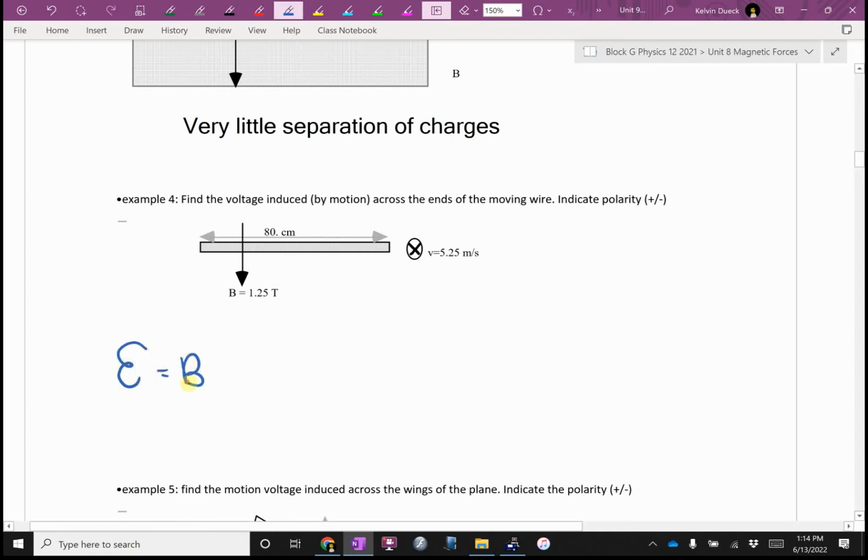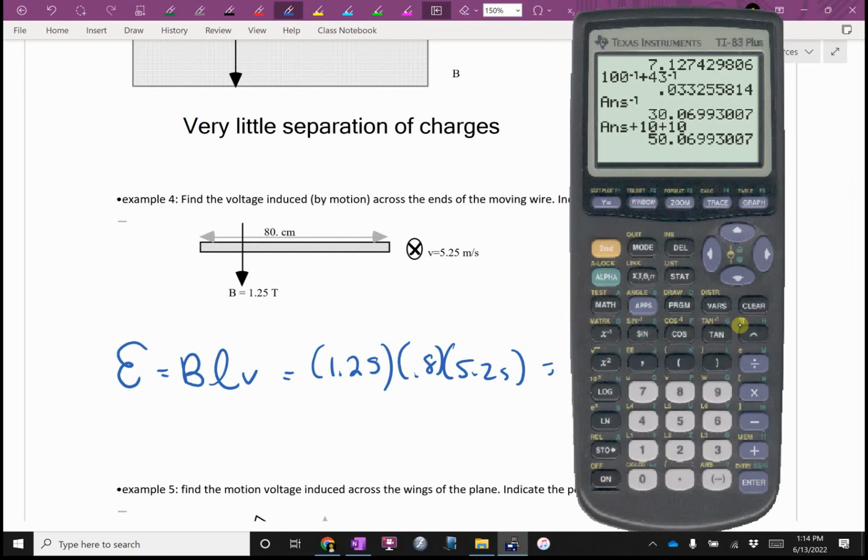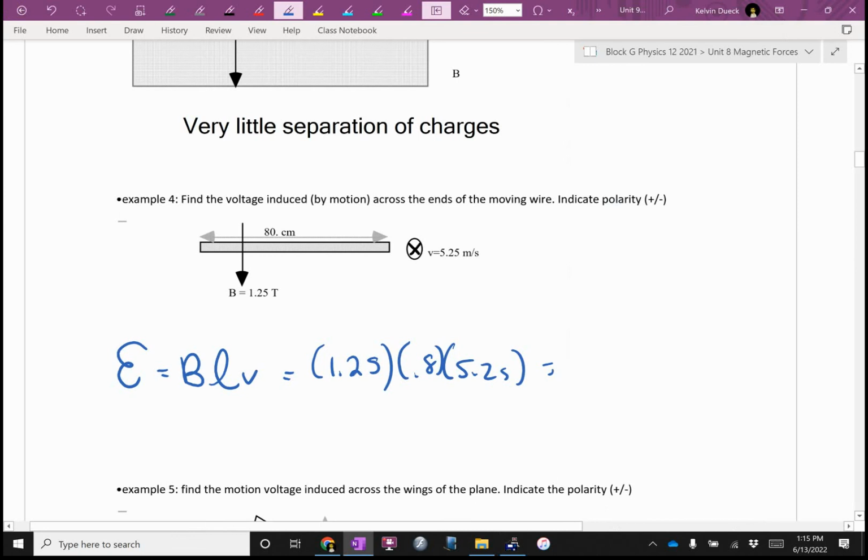This here, by the way, BLV, not going to be on your test on Thursday, so don't panic on that. But let's quickly crunch it. The terminology here is all fair game for your test in terms of magnetic field and speeds. It looks like the length is 0.8. It looks like the speed is 5.25. And do I get 5.25 volts? Is that right?